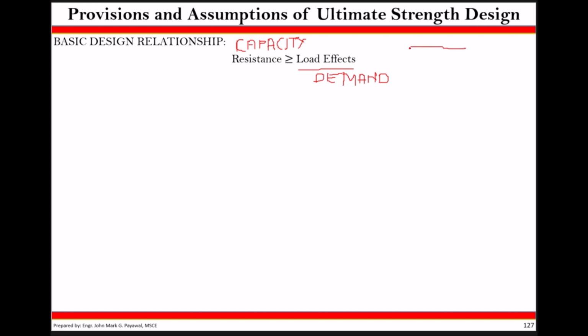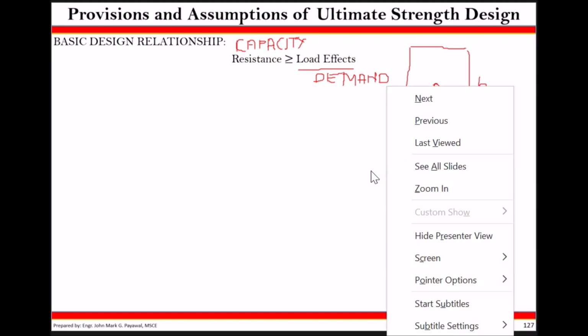So if your section is singly reinforced, assuming there are tension bars at the bottom, and the base is here, the overall height is H, and this is As, so your capacity could be taken from this section. We've already initialized the capacity of your section under working stress design, but this time we'll be particular with ultimate strength design.